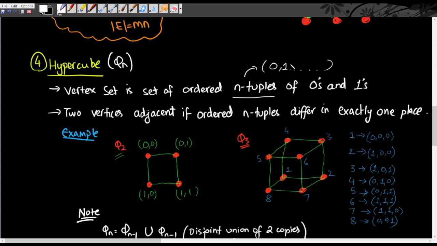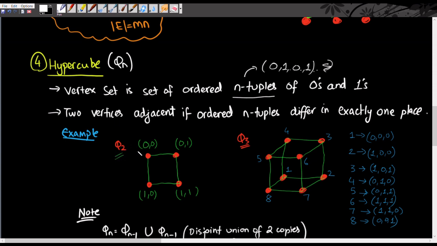So a 4-tuple would be 4 entries like this. Say this is one example. So the vertex set is ordered n-tuples, and 2 vertices in this graph are adjacent if the ordered n-tuples differ by exactly one place. Alright, so let's illustrate this better with an example.